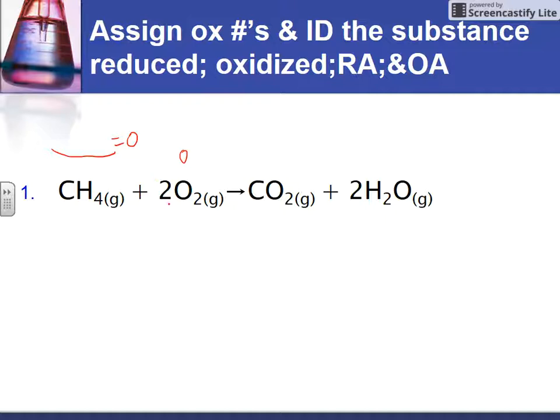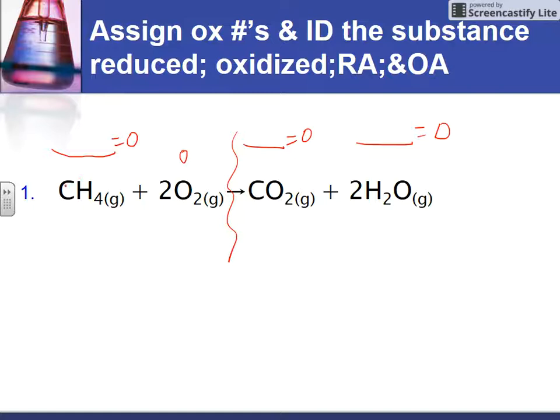In this process, let me mention too that the coefficients are not going to affect the oxidation numbers. You're going to do just one oxygen, and one CH4 for the carbon and the hydrogen. And then you do the same thing for your products. This is a compound, so the sum of the oxidation numbers has to equal 0 here. And this is a compound, so the sum of the oxidation numbers has to equal 0 here.